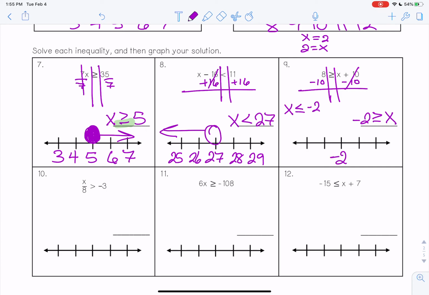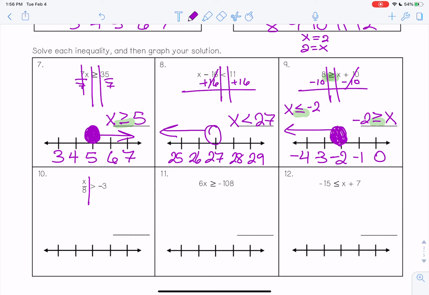Now I'm going to graph my answer. I'm going to put a couple that are bigger, a couple that are smaller, and put my bubble. We have the equal sign, so it's going to be filled in. And if negative 2 is bigger than X, I'm going to point my arrow to the left. That means X is all the numbers smaller than -2.